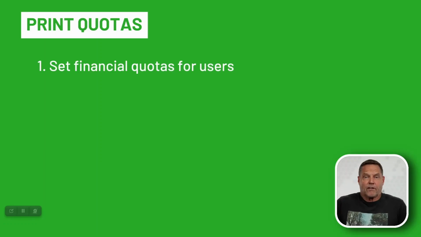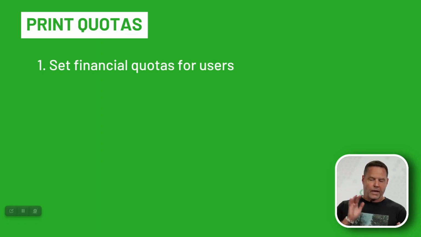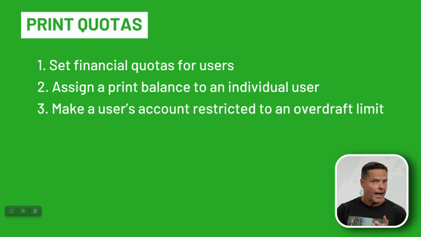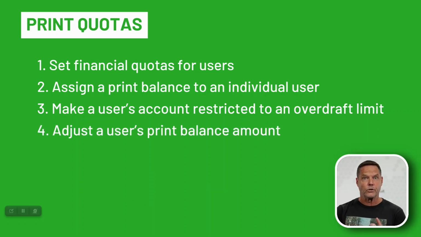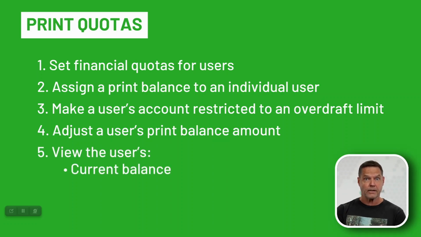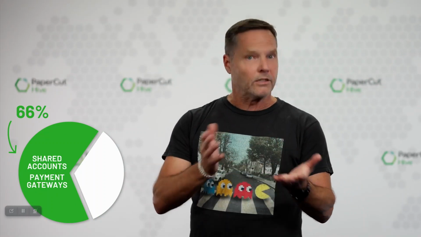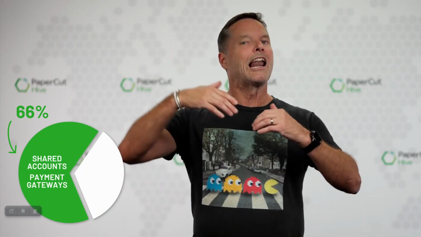Now, what this means is that admins will be able to set financial quotas for users, as well as assign a print balance to an individual user, make a user's account restricted to an overdraft limit, adjust a user's print balance amount, and view the user's current balance, historical balance, and transaction history. Now, the remaining 2/3 of functionality, payment gateways, groups, and so on, will become available later in 2025.